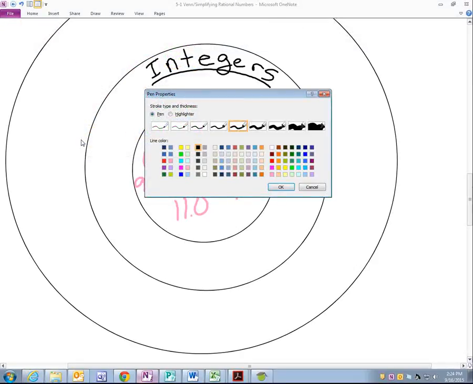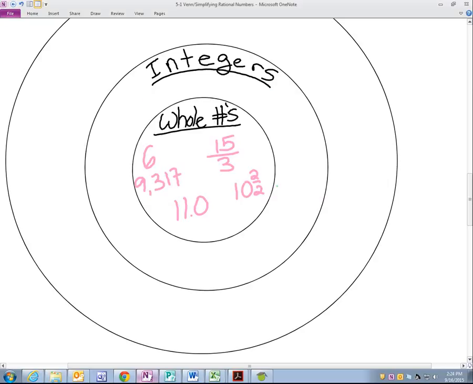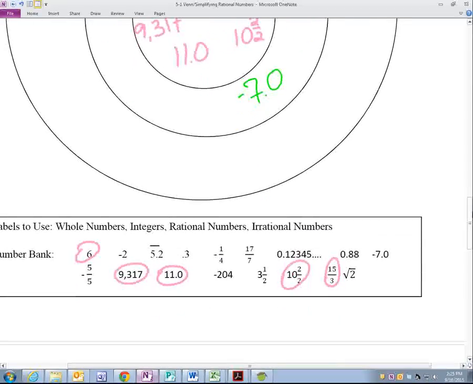Let's see if this shows up. So we have -2. Can you see that okay? Yeah. Okay. Negative 5 over 5, exactly, because that's just negative 1. Joe? Negative 7.0. That's just 7. Good. What else we got?